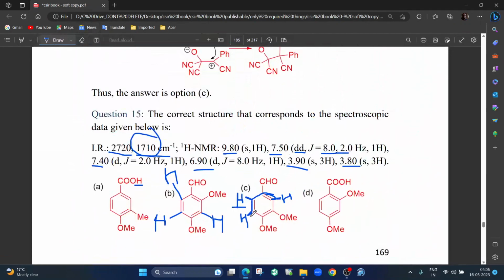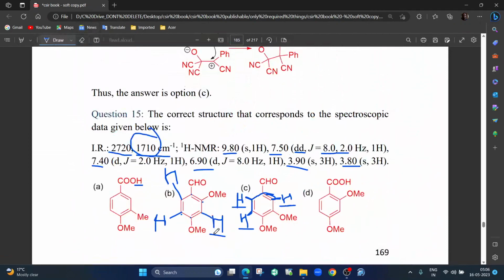So this H will be split by this hydrogen at 8 hertz, and then at meta position it will split into another 2 hertz. Let us look if any other proton is there in this also. See, this proton will be a doublet, this proton also will be a doublet, because this proton is getting split by this hydrogen as a doublet and no other hydrogens are nearby. Whereas if you look here, this proton will get split into a doublet because here there is no hydrogen, here also there is no hydrogen, but there is a hydrogen here.